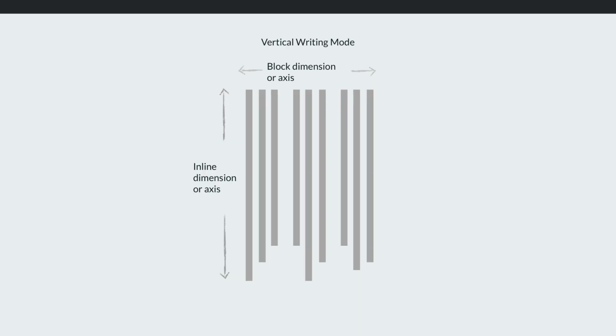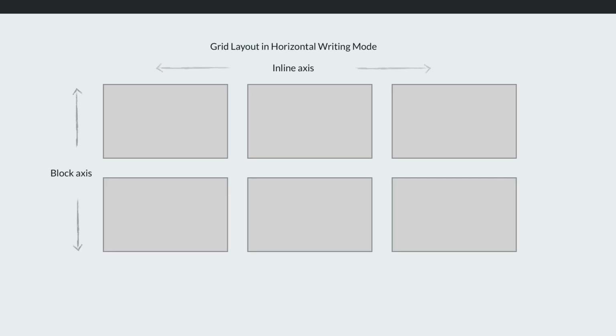So here we're working with a document with a vertical writing mode, so the inline direction here is top to bottom, and the block dimension runs horizontally. So if we're in grid layout, if we're in a horizontal writing mode, the inline axis is running horizontally and the block axis vertically.